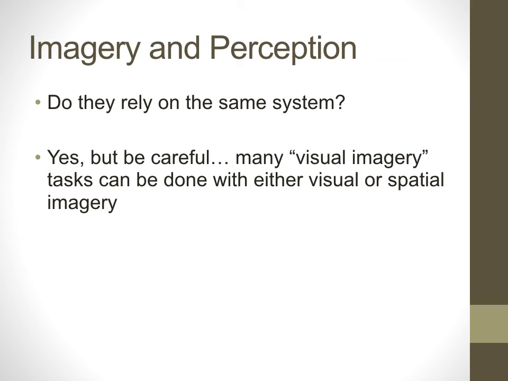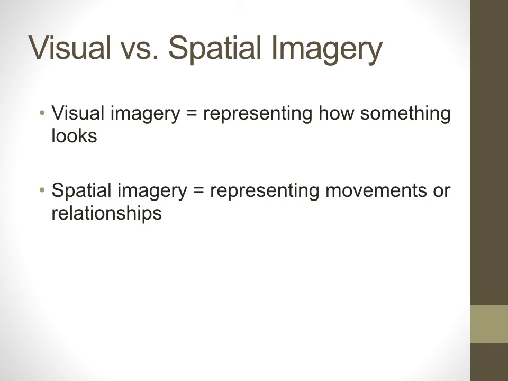So do imagery and perception rely on the same system? In some ways, yes. We see that many visual imagery tasks are in line with the way we're thinking things and actually seeing things, that a lot of the same systems are being used. Along with this, we have to remember that visual imagery is different than spatial imagery. Visual imagery represents how something looks, whereas spatial imagery represents movements or relationships. So for example, visual imagery would involve that map task.